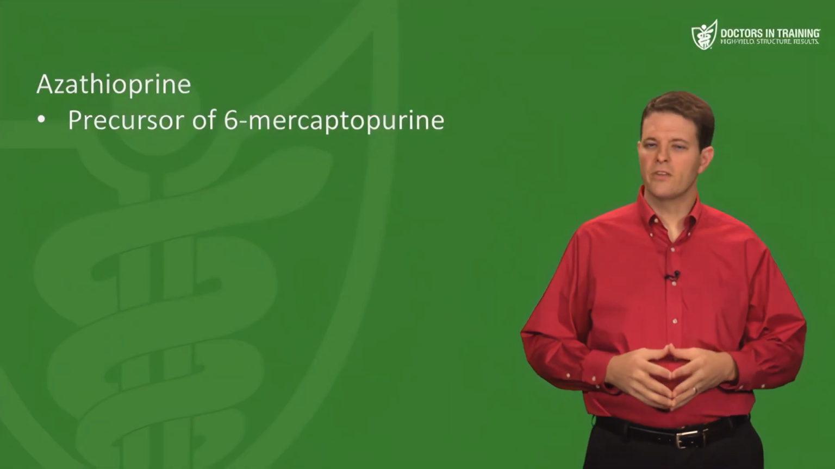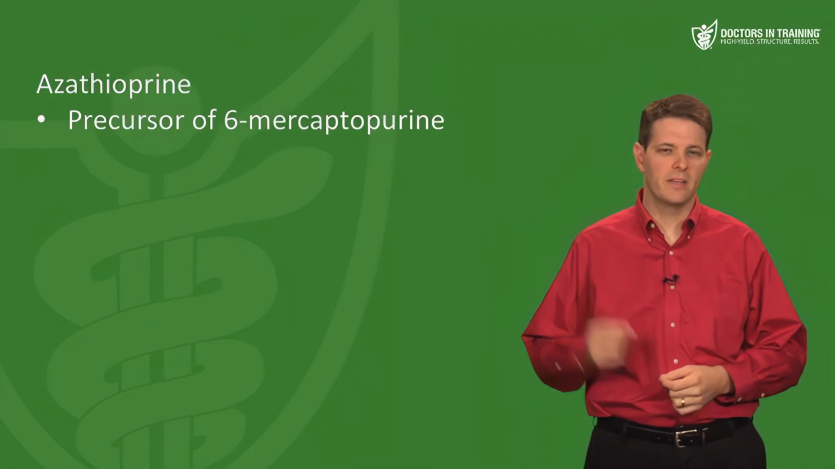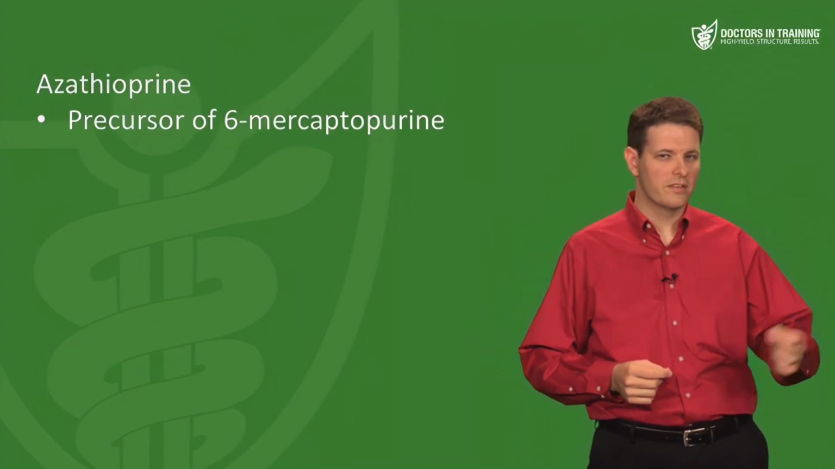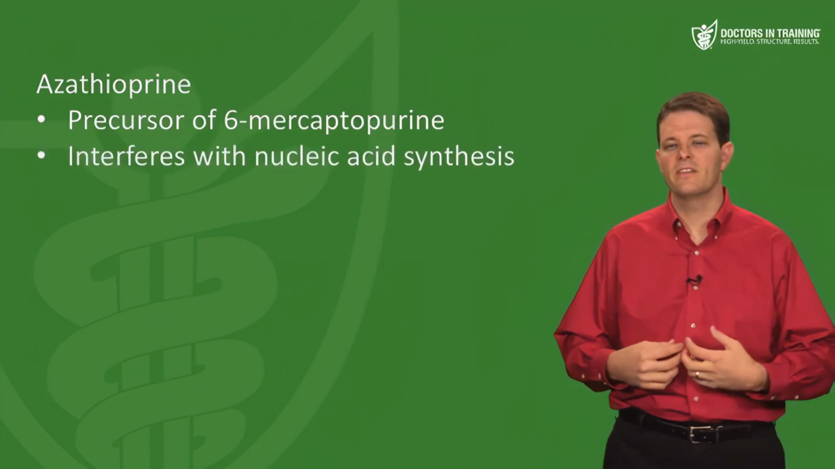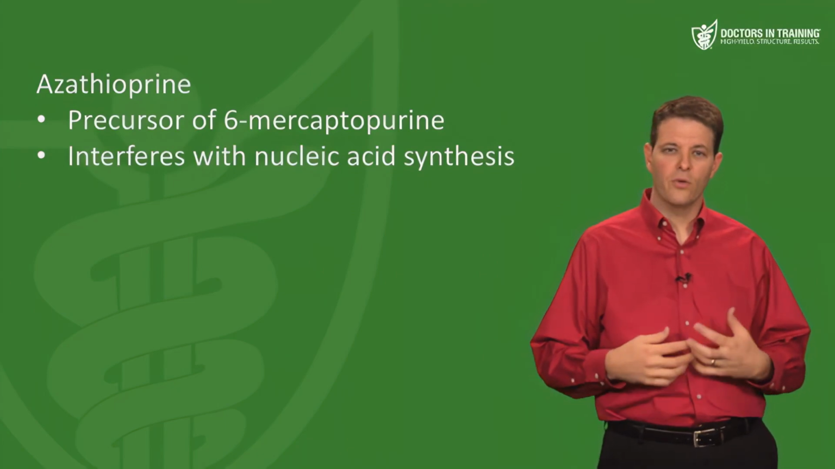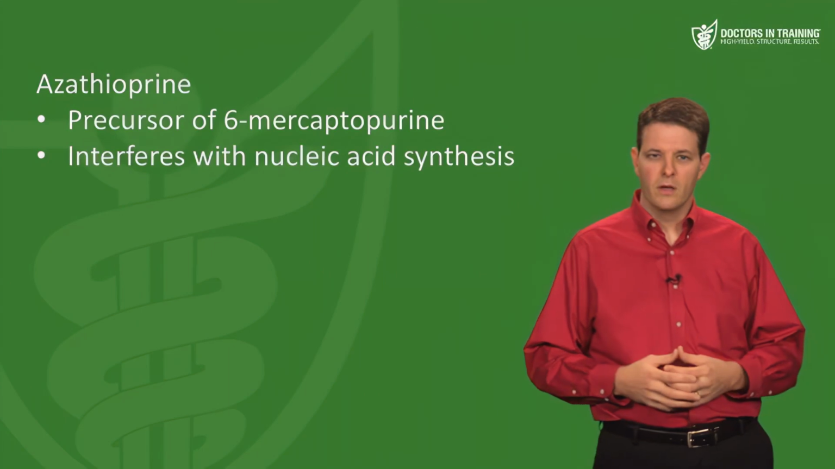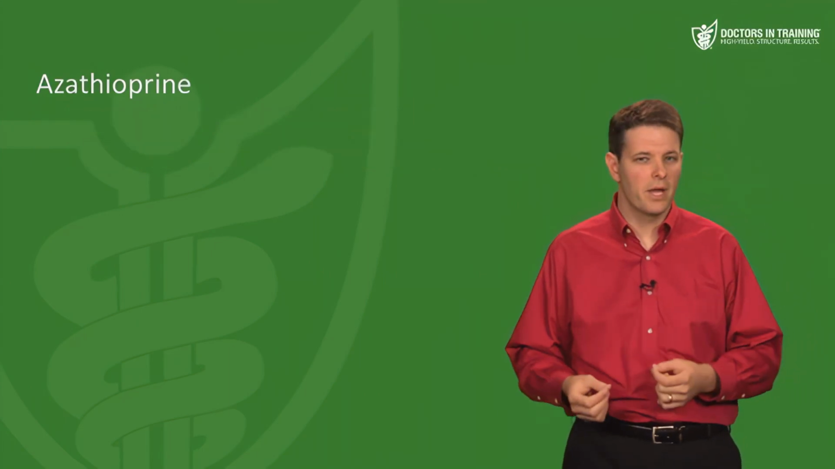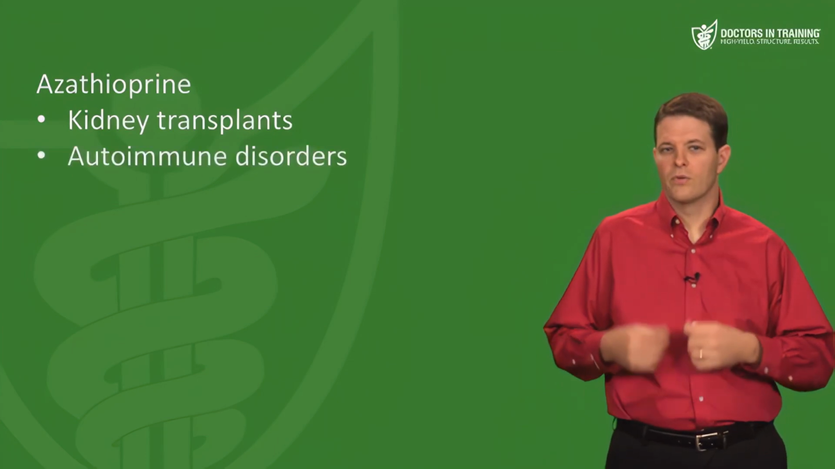Let's talk about azathioprine next, which is a very commonly used immunosuppressant. It's a precursor of another drug you're going to need to know, which is 6-mercaptopurine, or 6-MP. So azathioprine is a prodrug for 6-MP. Both azathioprine and 6-MP interfere with the synthesis of nucleic acids. And obviously, if you can't synthesize nucleic acids, cells won't be able to divide and replicate, and immune cells won't be able to proliferate. Azathioprine is used in transplant patients, especially kidney transplants, and in autoimmune disorders like rheumatoid arthritis.